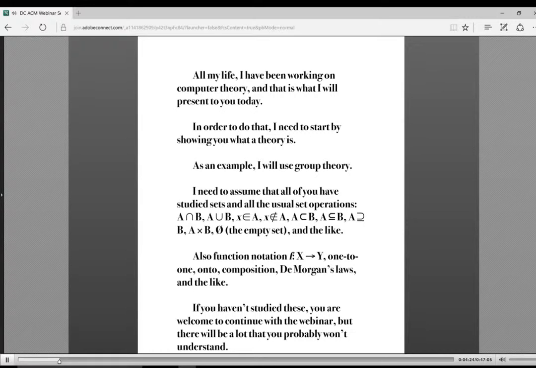I need to assume that all of you have studied sets and all the usual set operations. Intersection, union, X is a member of A, X is not a member of A, A is contained in B, A contains B, a Cartesian product, A cross B, the empty set, and the like. Also, function notation: F goes from set X to set Y, and the terms one-to-one, onto, composition, De Morgan's laws, and the like. If you haven't studied these, you're welcome to continue with the webinar, but there will be a lot that you probably won't understand. Next slide, please.